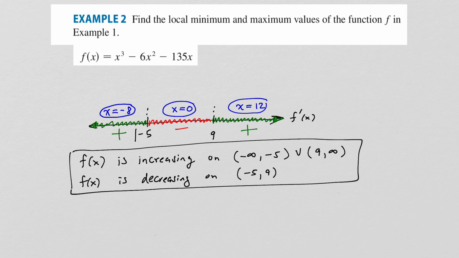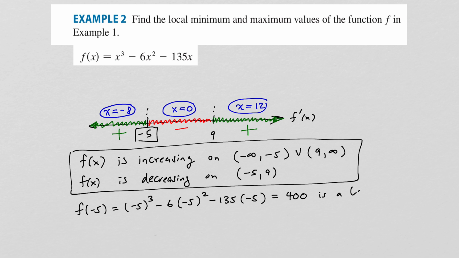So we're going to say f of negative 5, which is negative 5 to the third power minus 6 times negative 5 squared minus 135 times negative 5, which ends up being 400. This is a local maximum.